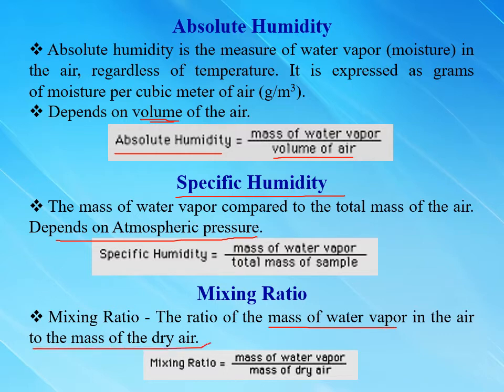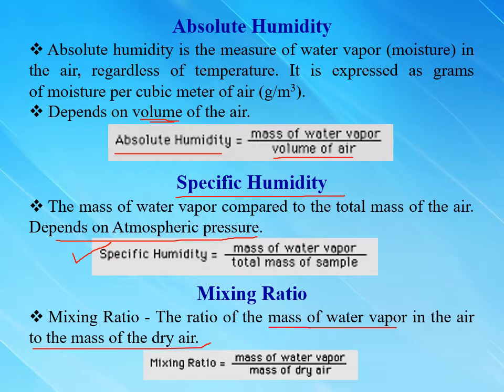So two parts: within the entire atmosphere, its total mass, and this atmosphere contains different gases along with water vapor. So when the mass of water vapor is divided by the mass of the total air, we call it specific humidity. And when the mass of water vapor is simply divided by the mass of dry air, that is, discarding the water vapor mass, then the ratio is known as the mixing ratio.